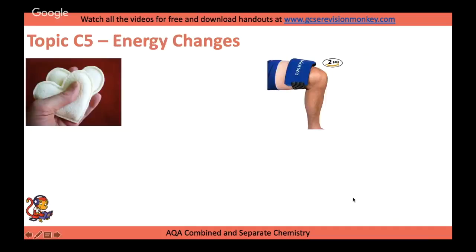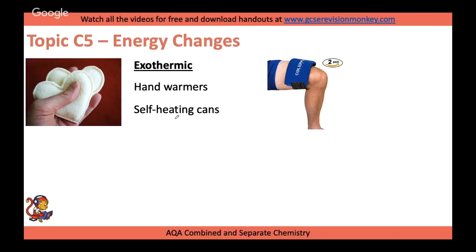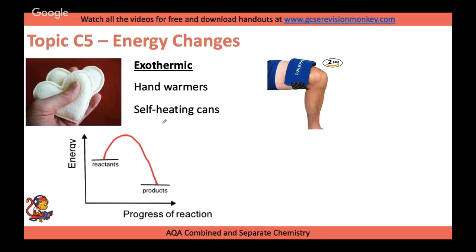The final little bit then, looking at energy changes. So this is where the exothermic and endothermic reactions come in. Hand warmers are everyday examples of exothermic reactions, or self-heating cans. You can have food in a can that will heat up by itself if you engage the chemical reaction. And this is the reaction profile.